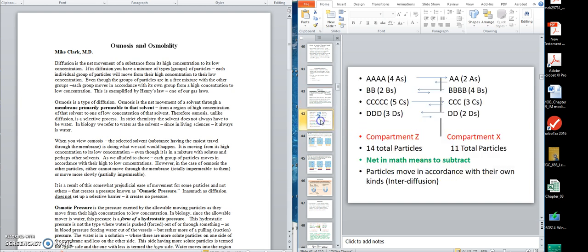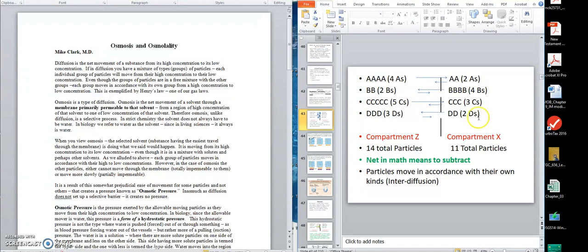Okay, let's go a little further. Here's my example. Here's a compartment. Let's say we've got this on one side and this on the other side, and we're looking at diffusion. We have 4 A's on this side, 2 B's, 5 C's, 3 D's. This side has a total of 14 particles. This side has 11. Okay? Now, dealing with the textbook, it would say this side with more particles would move to this side. That's not exactly true.